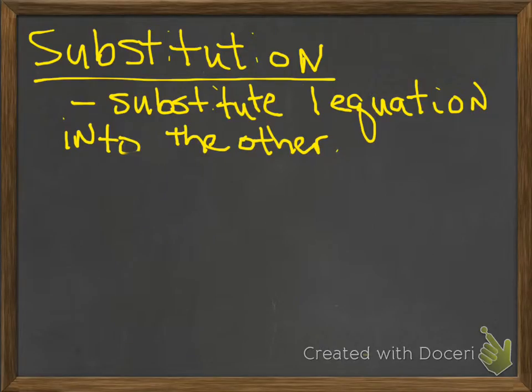The definition I like to use for substitution is when you substitute one equation into the other. You're literally putting one equation into the other one, and you're getting down to one variable, because you cannot solve an equation that has two variables and two unknowns. So that's why we work with substitution. When we substitute, we're down to one equation, one unknown.